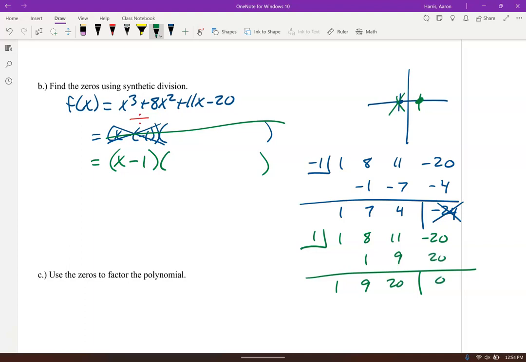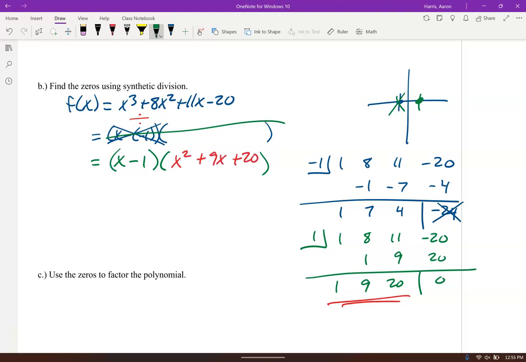Hey, there you go. So it works. So 1 is a zero, and x minus 1 is a factor. I'm going to put these as the coefficients of my quotient here. We started with an x cubed, so it's 1 degree less: 1x squared plus 9x plus 20.